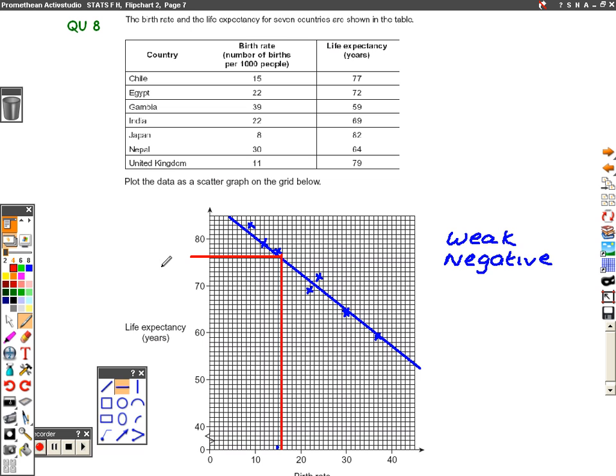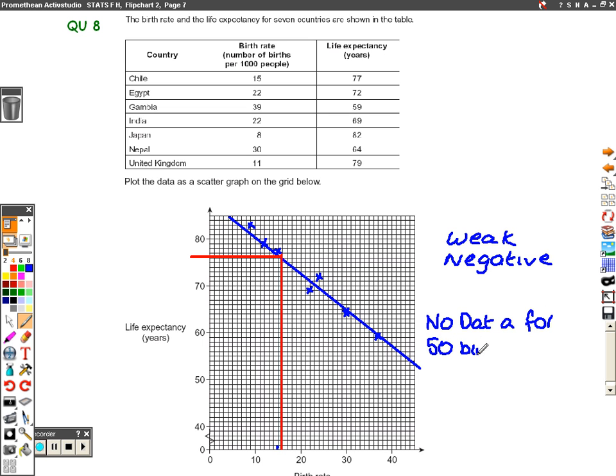In the next part, why might it not be reliable to use the line of best fit to estimate life expectancy for Niger, whose birth rate is 50 births per people? Now, your graph doesn't go up as high as 50 births per people, so you need to say that there's no data for 50 births per 1,000 people. The trend may change.